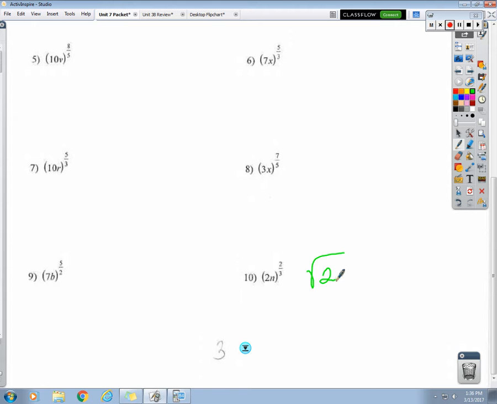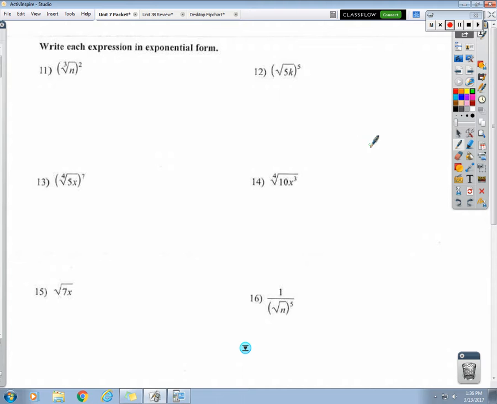Well, 2n would be under the radical. The denominator is always your root, and then the top is always what it's raised to. Okay? All right, let's go to page 4. Any questions on page 4? Which one? 14? Okay, just keep working while I'm going over for people.